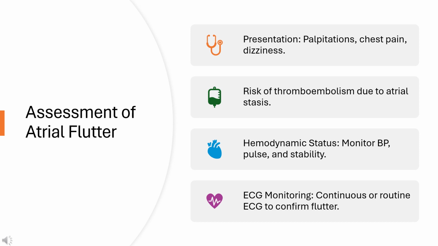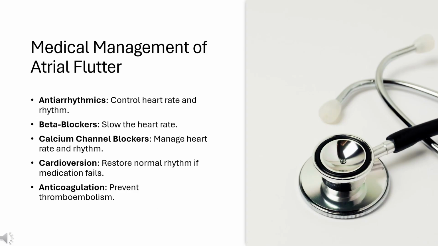Medications that we tend to use are beta blockers and calcium channel blockers to control heart rate, and antiarrhythmics to restore normal rhythm. To prevent thromboembolism, particularly in patients at high risk for stroke, we will use an anticoagulant. And cardioversion may be necessary for patients with severe symptoms or hemodynamic instability to restore normal sinus rhythm. Let's look more closely at the medical management of atrial flutter.